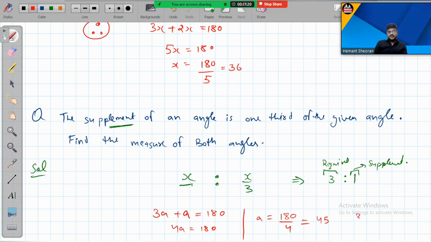And then the 3a, that is the required angle, will be how much? 3 times 45, that will give you 135. Is it clear? Yeah.